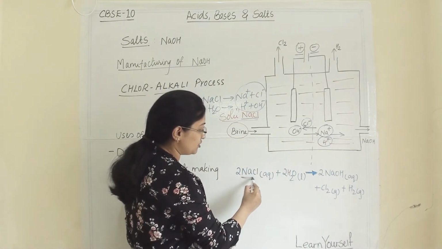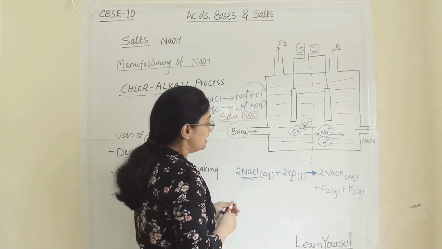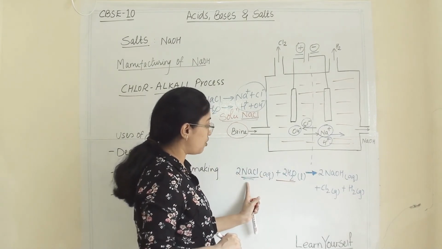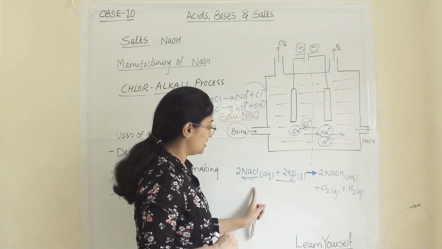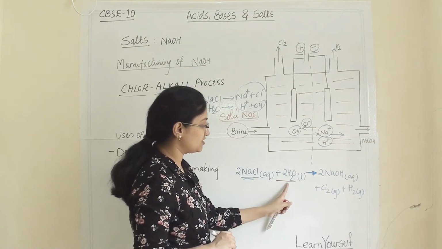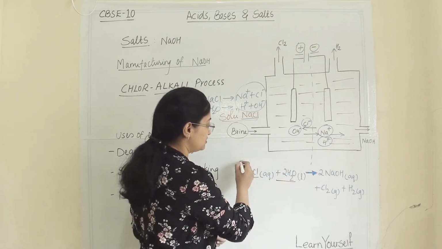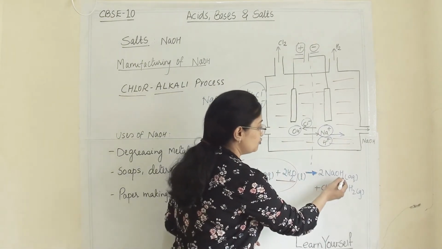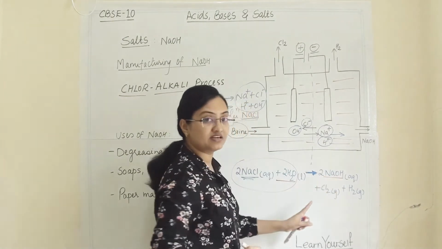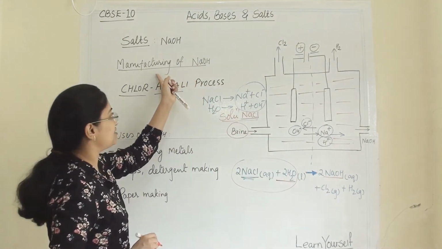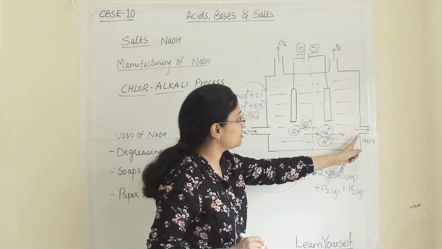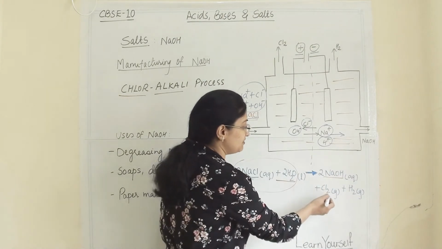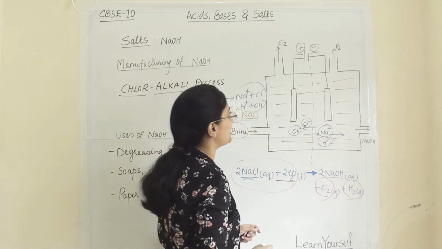The electrolysis of aqueous NaCl, because we have dissolved NaCl in water and we pass electricity, will give us two molecules of NaOH. This is our desired product because we are manufacturing sodium hydroxide. So from here we will get sodium hydroxide. Along with the sodium hydroxide we will get chlorine gas and hydrogen gas.